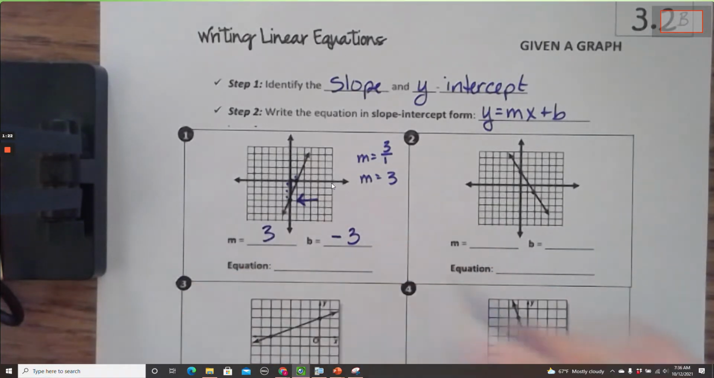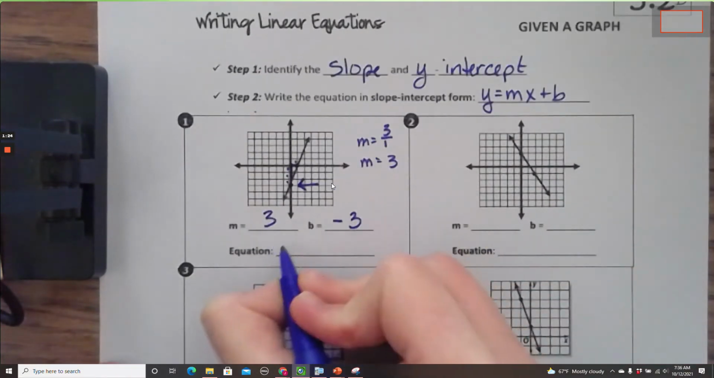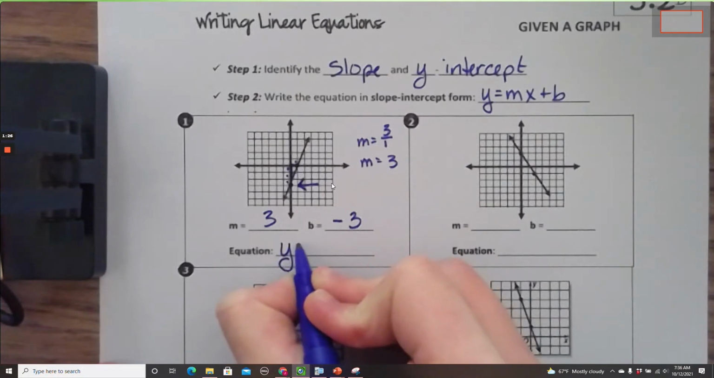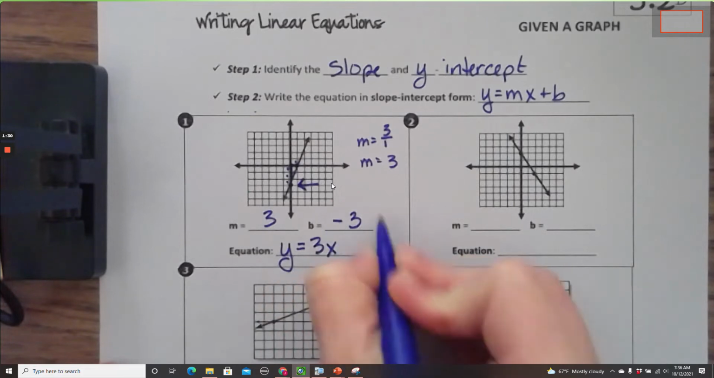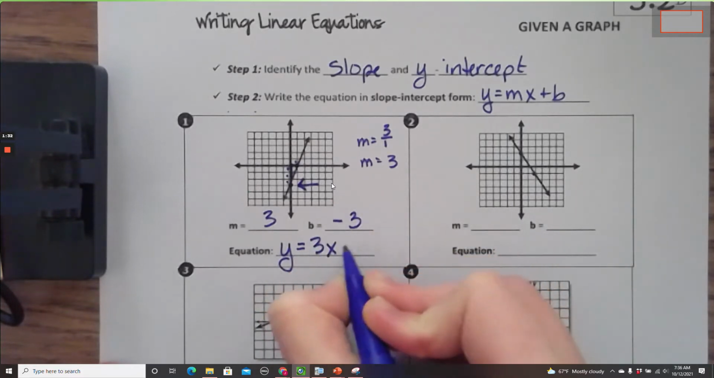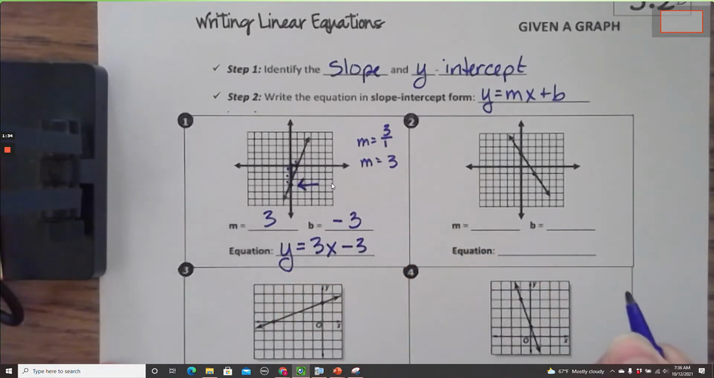So my slope is 3, my y-intercept is negative 3. So my equation is going to be y equals, slope comes first, then the x, and then the y-intercept. Remember, if it's a negative, we do minus 3.